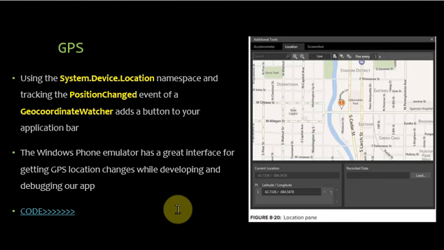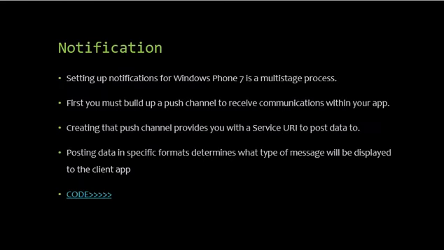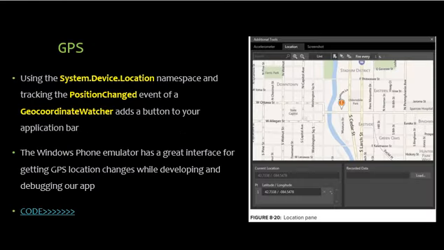So in Windows Phone 7, we can also use GPS. Previously we saw notification and offline storage. Other than that, the next point is GPS, wherein we can use the built-in features of the phone, that is, the geolocation sensors.